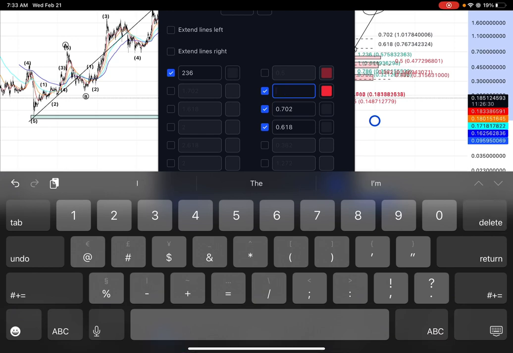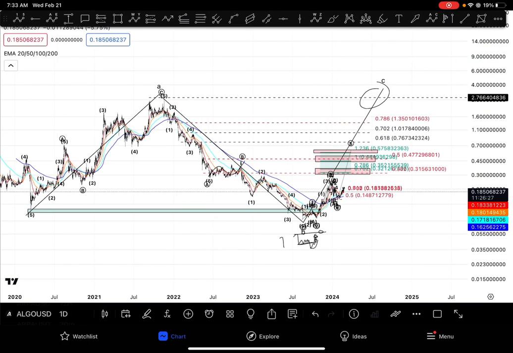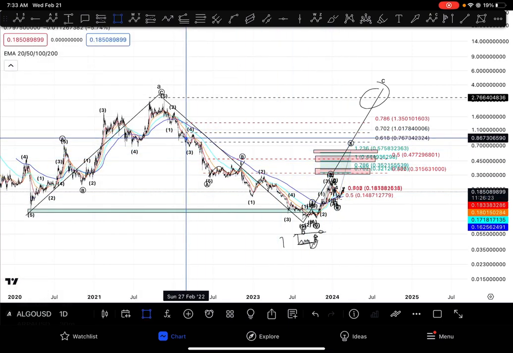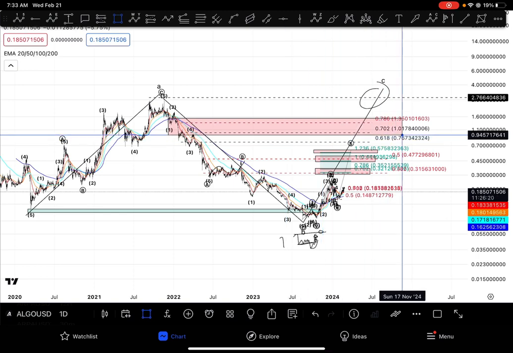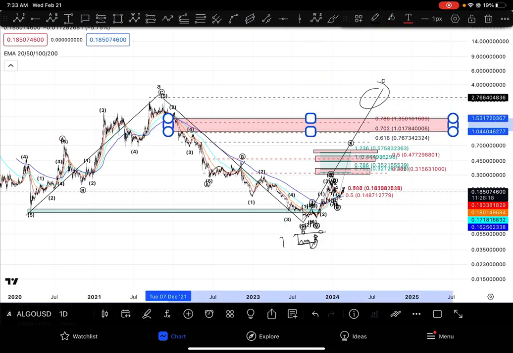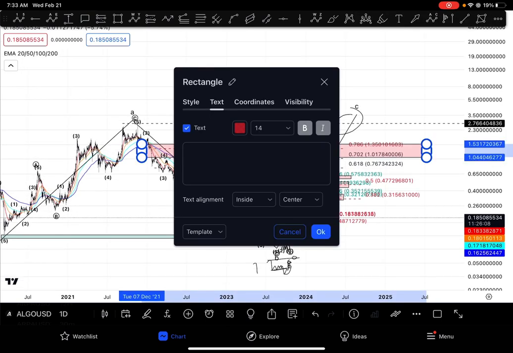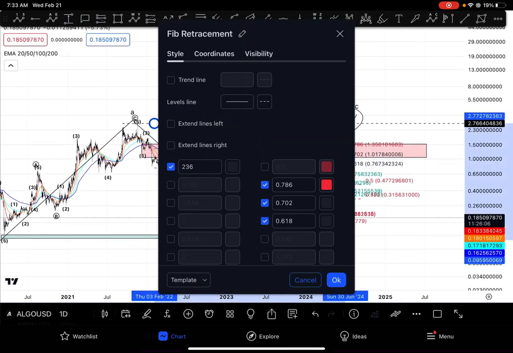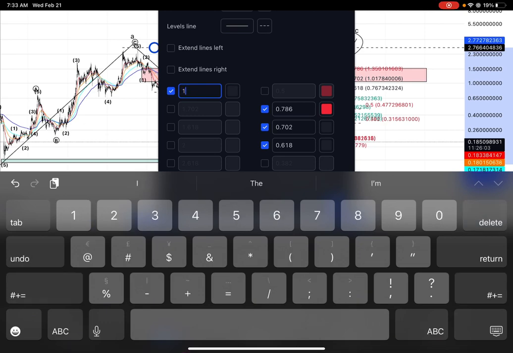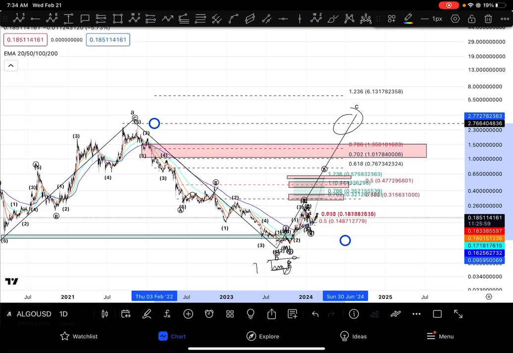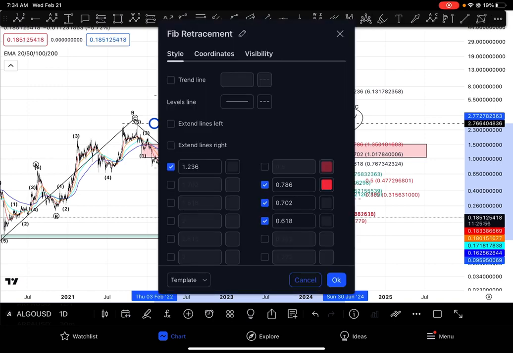Okay, you're going to want to skim profits here, right? You're going to want to skim profits all the way up, especially at this 618, 702 level. That's a huge region in the cryptocurrency market. Let's take a look at the 1.236. Let me see here. Okay, so that's $6, but what we're gonna do is we're gonna do it like this.